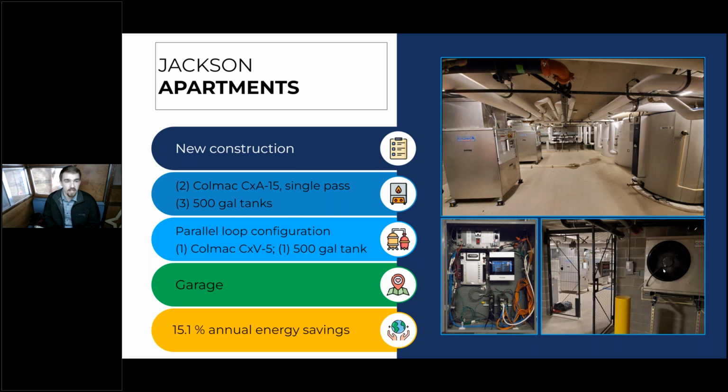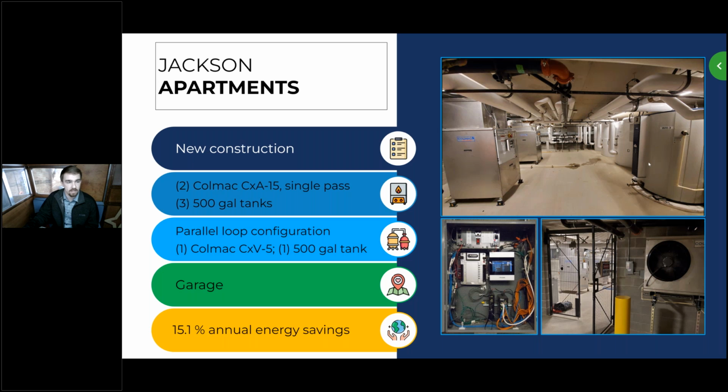And so zooming into the mechanical room of Jackson Apartments, here are some features of the overall system. We have new construction, so we have a little bit more flexibility on the mechanical room dimensions. So we can design the heat pump water heater system and then somewhat work with the architect to say we need this much room in the mechanical room for a perfectly functioning system. And that system in this building consisted of two Colmax CXA15 heat pumps, which are single pass heat pumps, and they're paired with three 500-gallon primary storage tanks.